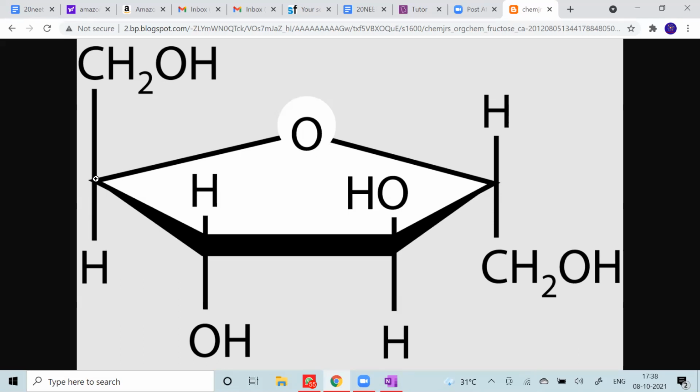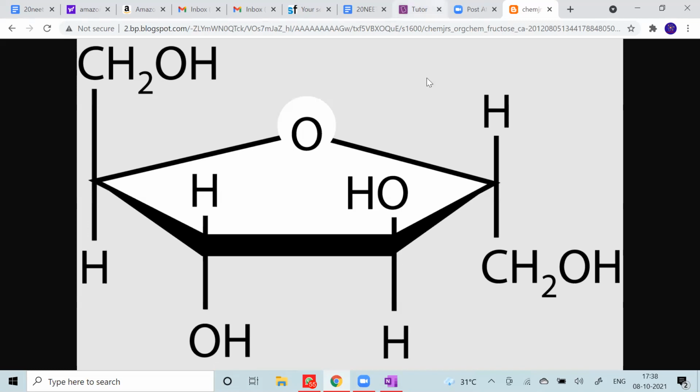Same way, if you check for this carbon, it is having an OR, but again it is having a CH2OH. So this is neither an acetal nor a hemiacetal, but at the end of the day, all I need is a hemiacetal, which is not there in this molecule. So my fructose is going to be a non-reducing sugar, because it doesn't have any hemiacetal structure.